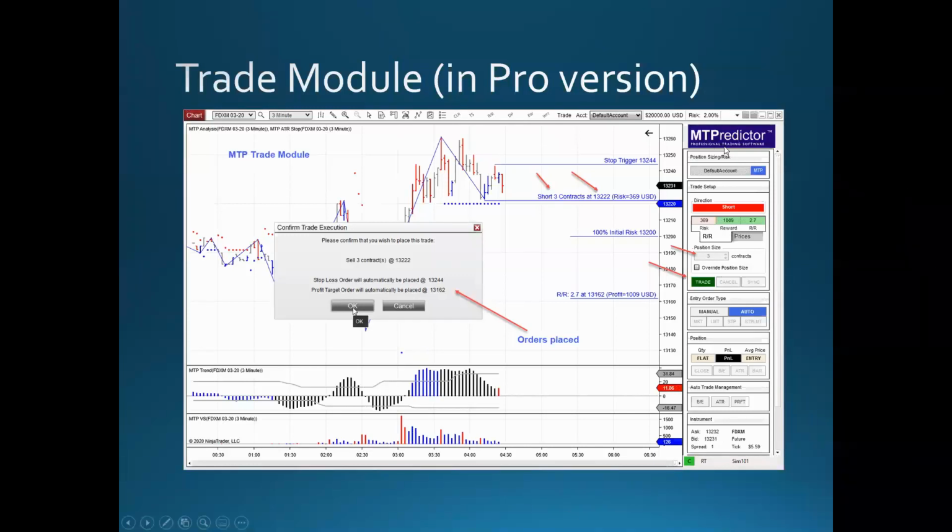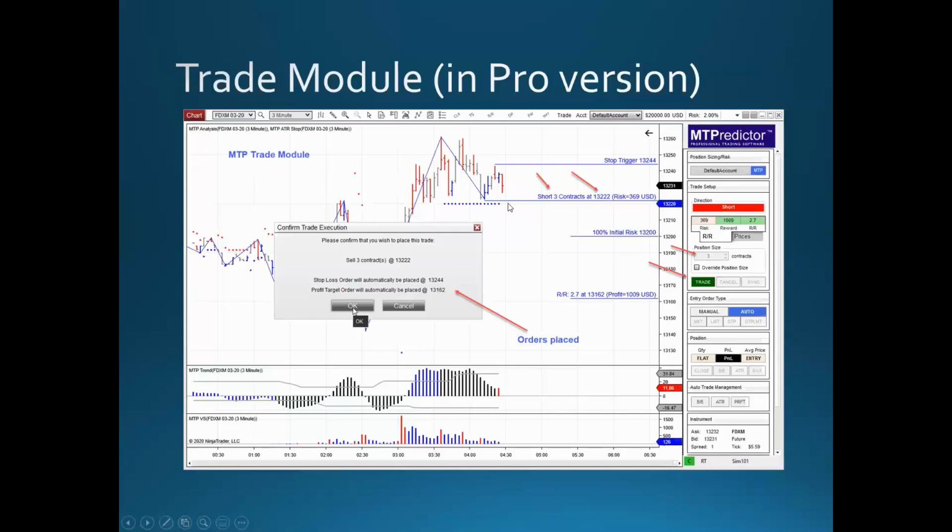So what our trade module does is take the information from our position sizing and put it into the trade module when you place the analysis on. Then when you hit the trade button, it automatically places the correct number of contracts you can see there at the correct level as well. So it allows you to place your trade into the market through NinjaTrader really quickly.